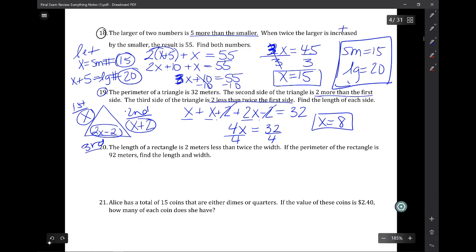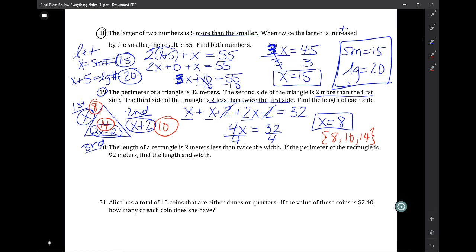So if x is 8, that means the first side is 8. The second side would be 10, and then the third side would be 2 times 8, which is 16, minus 2, which is 14. So those would be our 3 different lengths. You could also write them this way, in curly brackets, 8, 10, and 14.